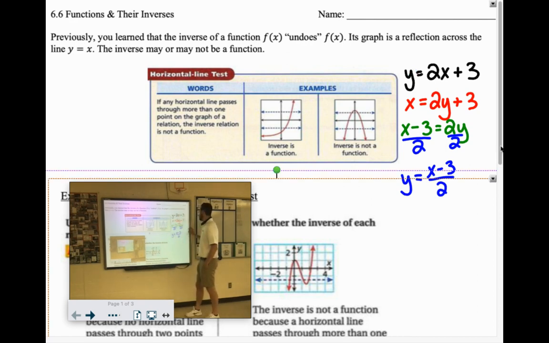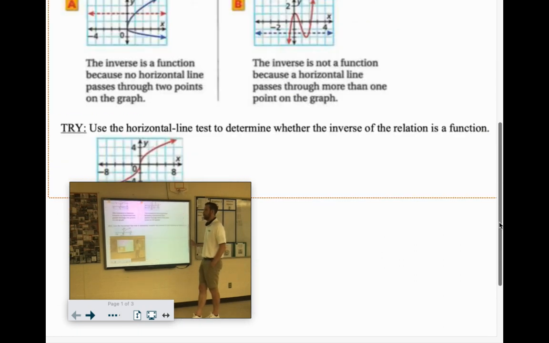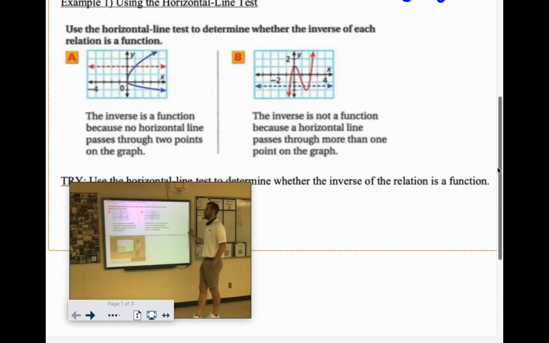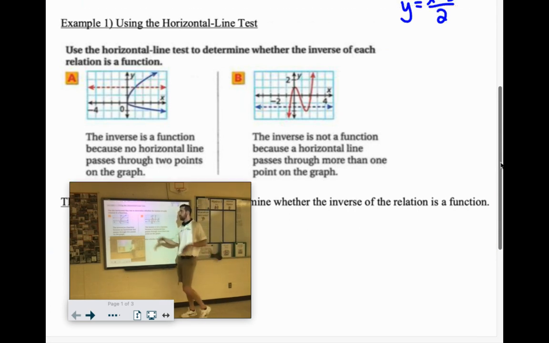Now, you might remember from Algebra 1 days that there was a vertical line test to determine if an equation was a function. The vertical line test said if you could draw any straight up and down line and it touches the graph in more than one place, not a function. So when we're doing inverses, we're going to go with a horizontal line test instead of a vertical line test.